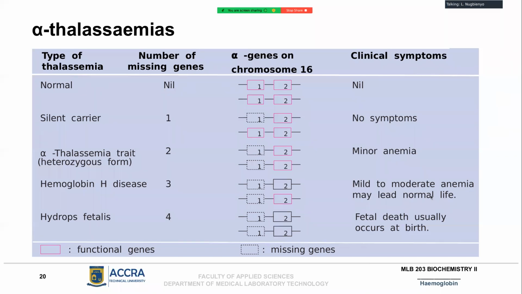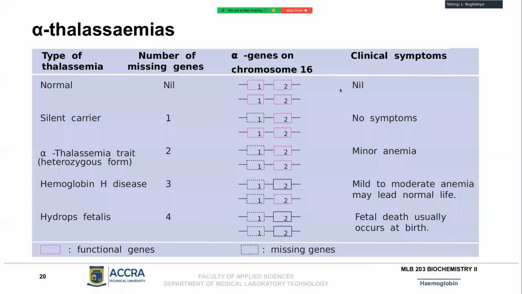Then you can have things like 2 missing genes, and then 2 other genes that are present, but they are non-functional. And these can result in fetal death. Usually this will result as a stillbirth. So at birth, the baby is born and dies because of these alpha thalassemias. Any questions? Okay, so then we can move on to the beta.